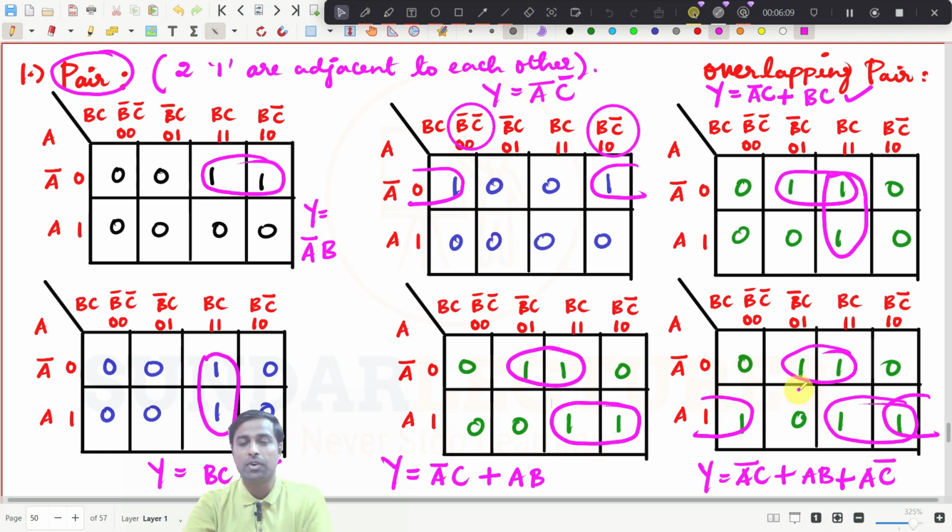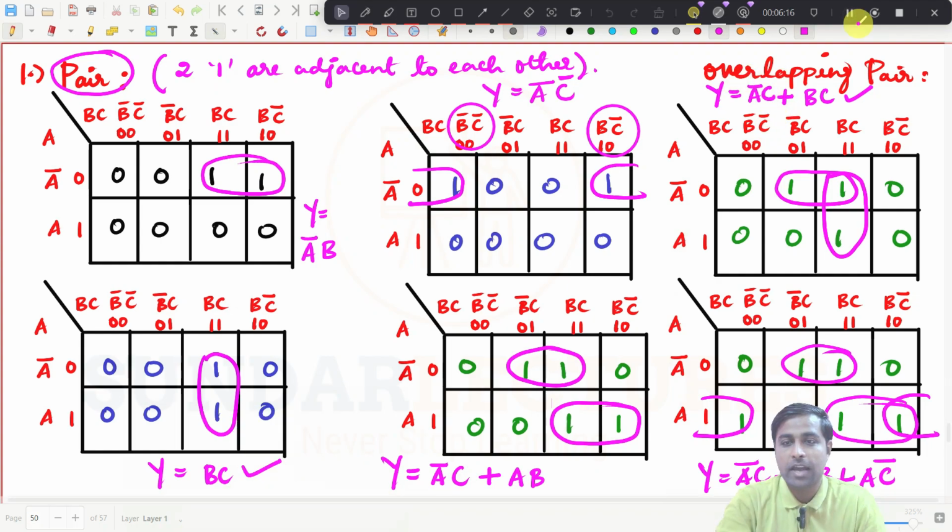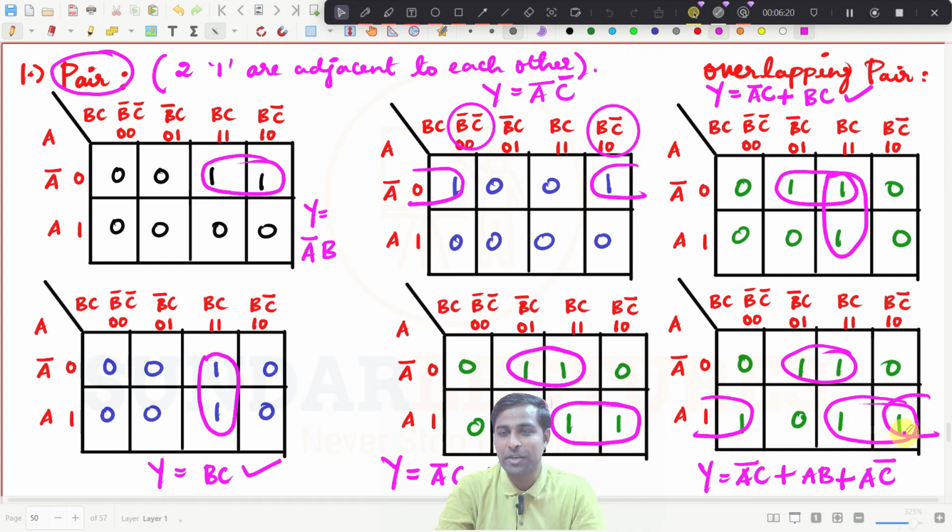Now, for example, we will take a 4 variable K map. Actually, the meaning of overlapping is this one. This pair and this pair is an overlapping pair, right? So you should not do this one. That is my whole idea. Try to understand. This is the beginning classes, and while we are practicing more problems, you can easily understand things, right?